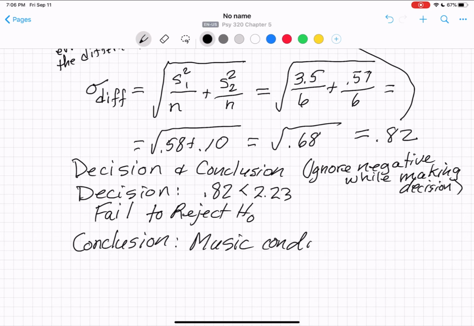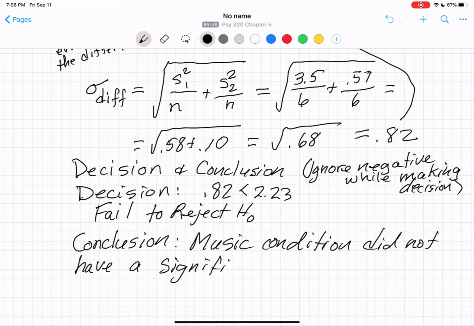condition did not have a significant effect on quiz scores.